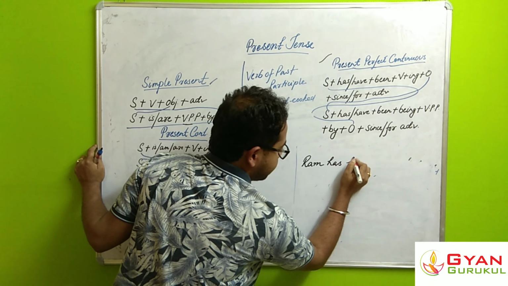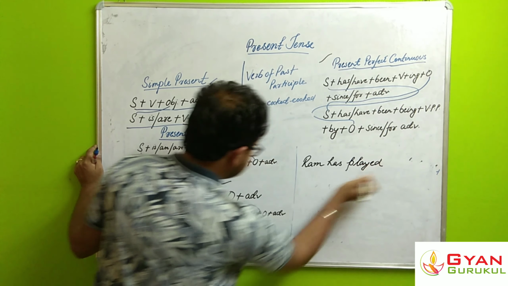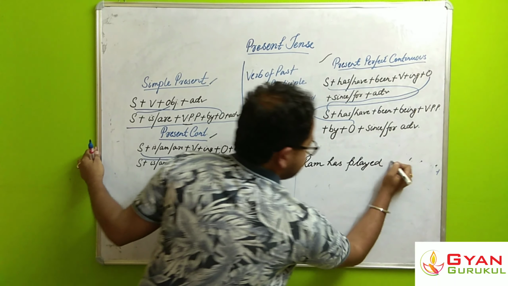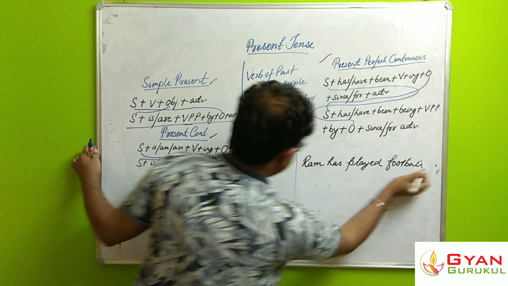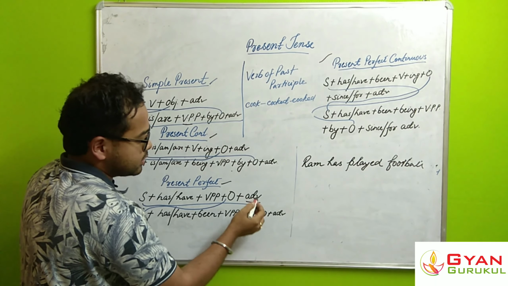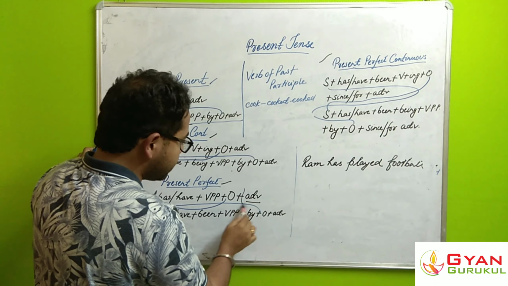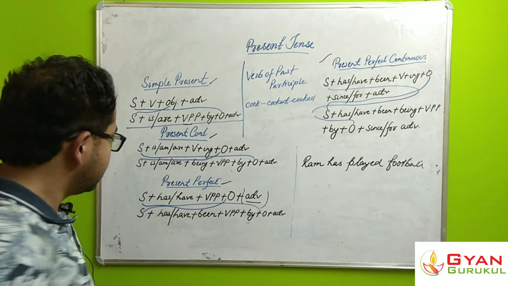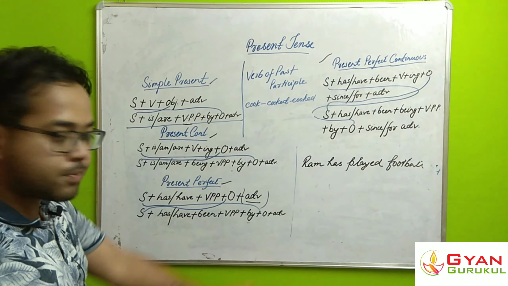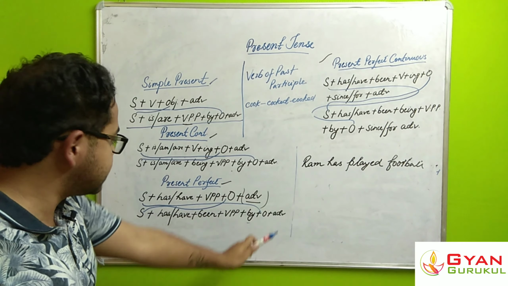Let me take a simple verb, played. Ram has played. Take an object, football suppose. Ram has played football. Here I have not used the word adverb, but there might be other things as well which will follow, so for your better understanding I have not used it right here. So I have written a sentence of present perfect, that is subject has or have plus VPP plus object. Now the sentence becomes Ram has played football.